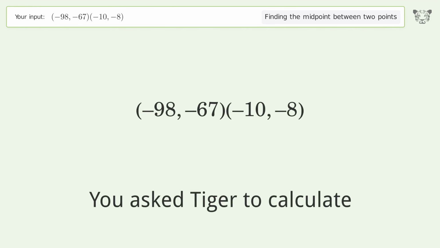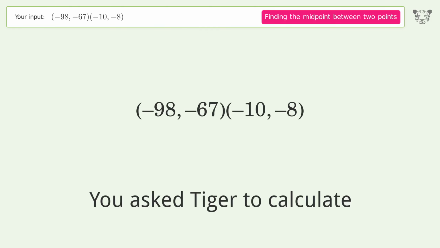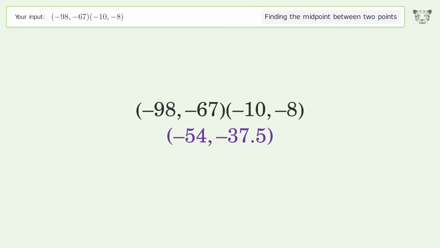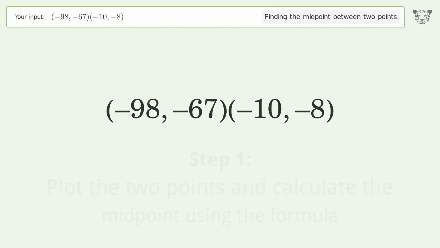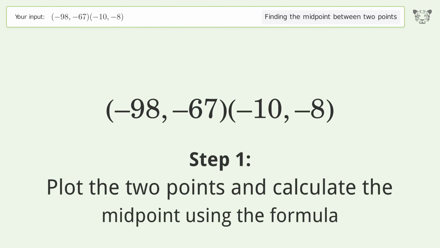You ask Tiger to calculate. This deals with finding the midpoint between 2 points. The midpoint between the 2 points is -54, -37.5. Let's solve it step by step. Plot the 2 points and calculate the midpoint using the formula.